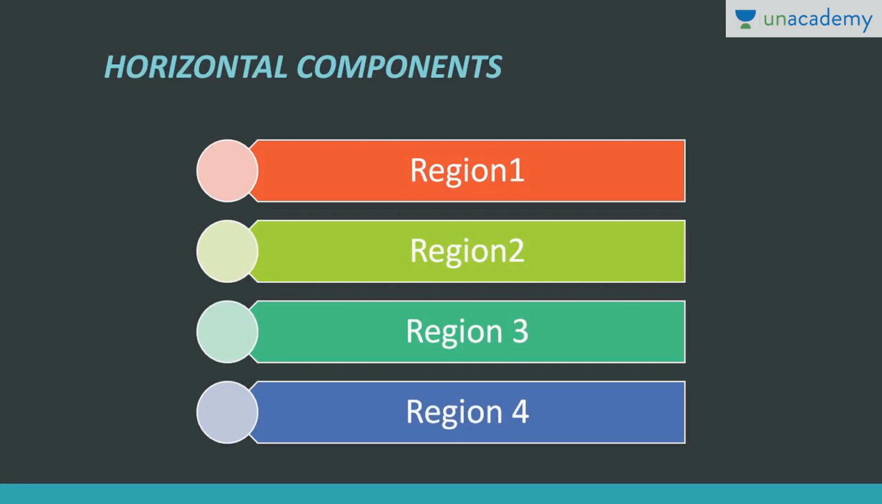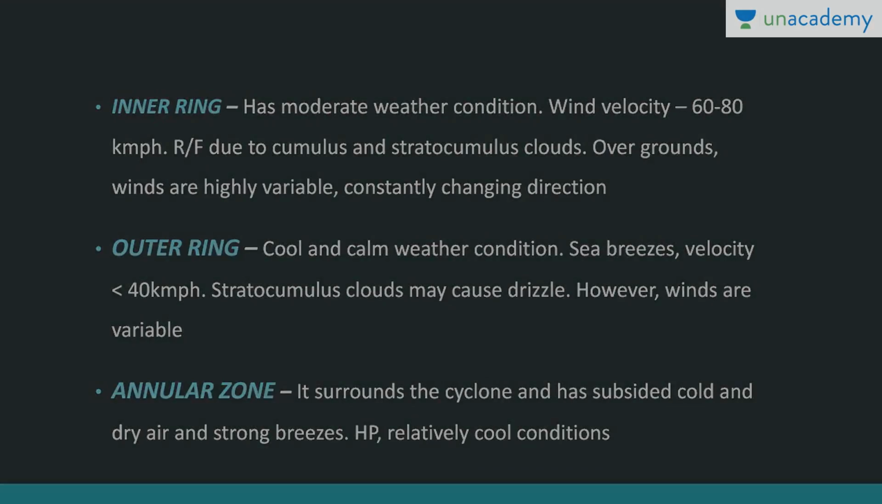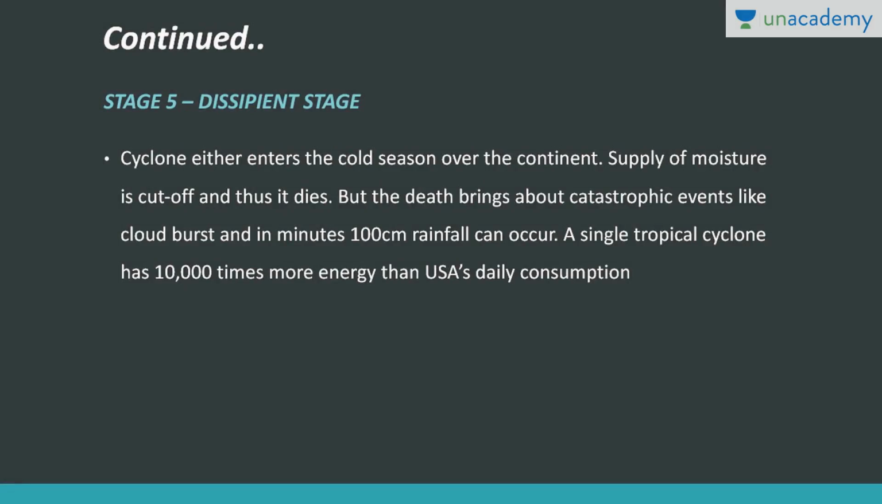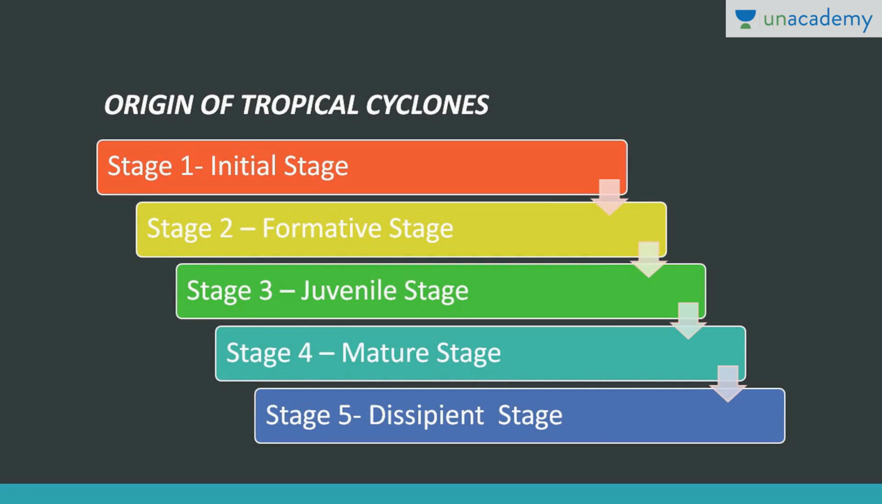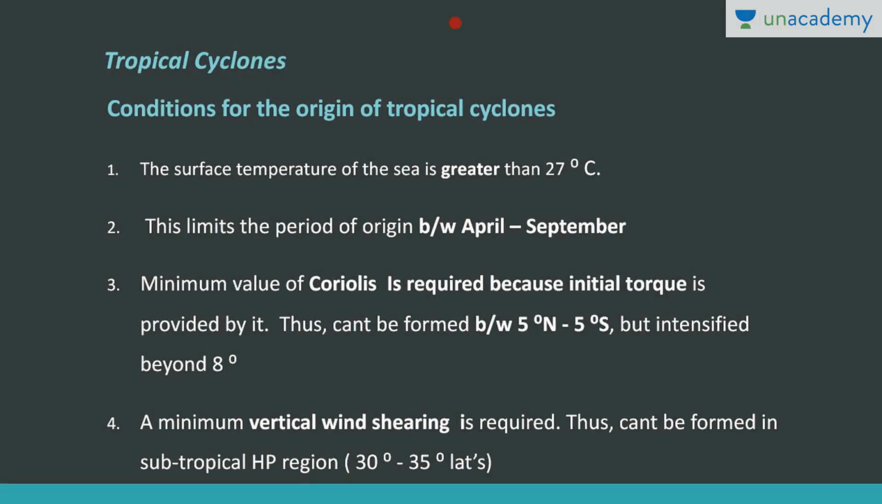We have studied about the horizontal components, vertical components, the different phases in which the tropical cyclones occur, right? The initial, formative, juvenile, mature, and incipient stage, right? And the conditions for the origin of tropical cyclone.